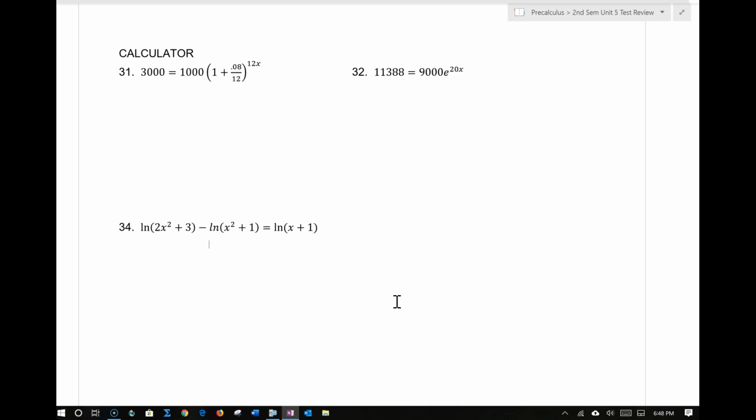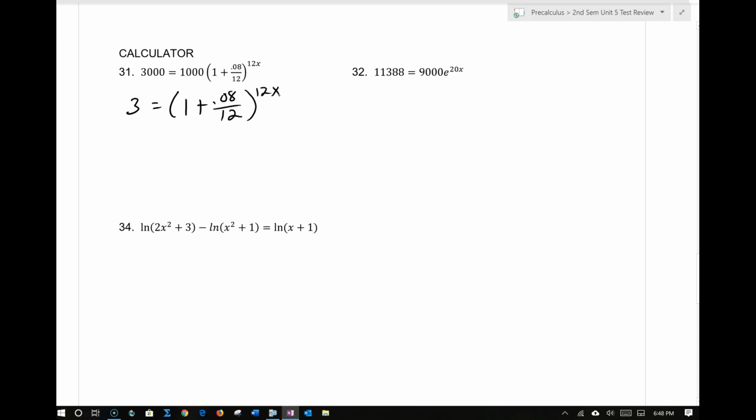I would divide both sides by 1,000. You don't have to, but it's going to make your life easier. Both sides by 1,000 and you get 3. Oops, just realized my pen is in the wrong color, guys. Here we go. We get 3 is equal to 1 plus 0.08 over 12 to the 12x.